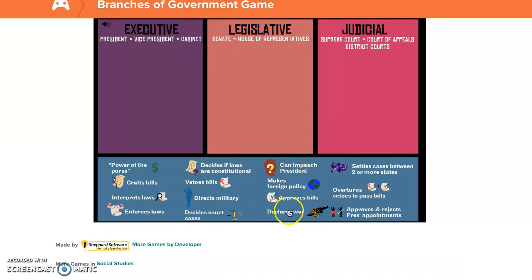So like declare war. Most people think the president declares war, but that would be like dictatorship, because, you know, they could be like, oh, I hate Canada today, and then they could declare war on Canada. That actually is a legislative branch power, which is good because you want a lot of people deciding to declare war, not just one person declaring war.